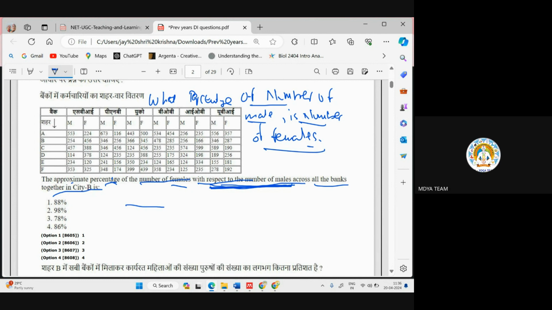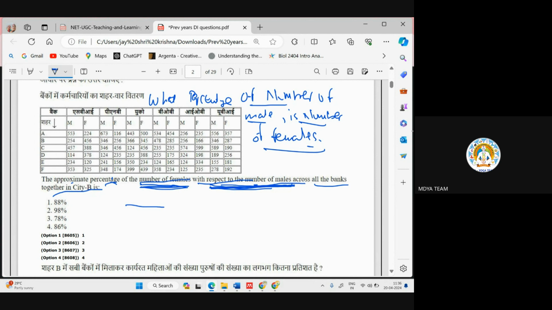This language is a bit different from the language UGC uses most of the time. So approximate percentage of number of female. Our hero is number of female. I also taught you this way, like who will be the hero, who will be the main subject of our question will always come in the numerator. So approximate percentage of number of female with respect to number of males. Number of males is the source of comparison.